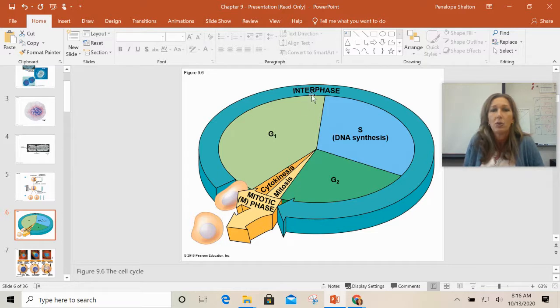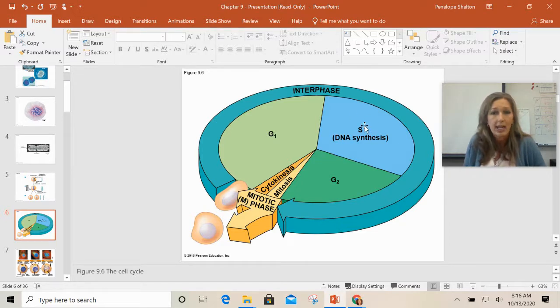Now, this is also where cells will stop if they're in G sub 0. They'll actually stop at this point, like your neurons and your skeletal muscle fibers, and now they don't prepare for cell division. Now, if this cell, after G1, is going to be replicating, it still does its normal cell job, but it starts the process of copying its DNA.